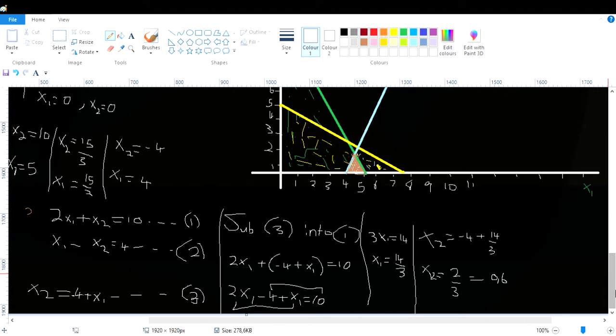Okay, so let's write these coordinates here. This point of intersection has coordinates 14 over 3 and 2 over 3.